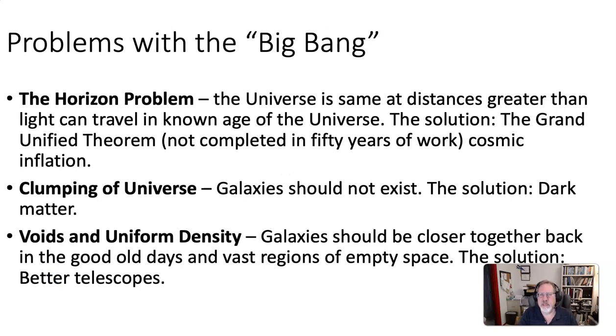So the problems with the Big Bang: the horizon problem. Everything's very uniform as we look out in the distances. The universe is the same at distances greater than light can travel for the known age of the universe. And so how do we have a solution for that? Well, we have this inflation due to the grand unified theory, as I said, a little bit of exotic physics that's still being worked on. Let's try not to use that.